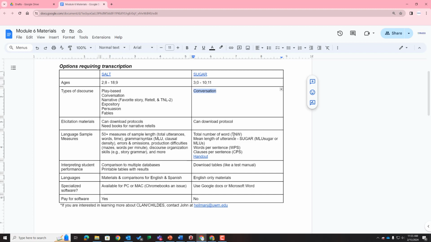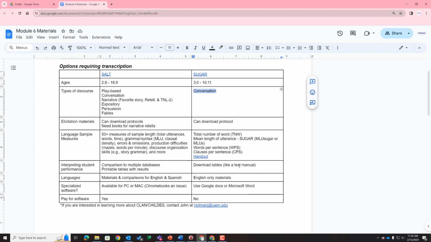And what they basically did is use line number counting and total word counting embedded within software, within Google Docs or Microsoft Word, and then just show you how to divide the total words by total utterances, and you get MLU. So it's basically a standardized way of doing hand transcription using Microsoft Word or Google Docs. They do have tables that you can download for comparisons for these ages. The materials right now are English only, and there really are no major software requirements. You don't have to pay for anything.